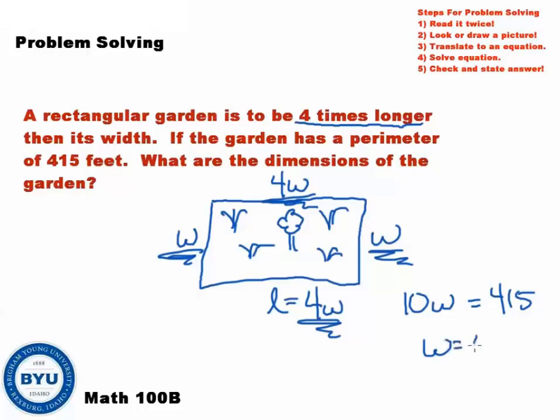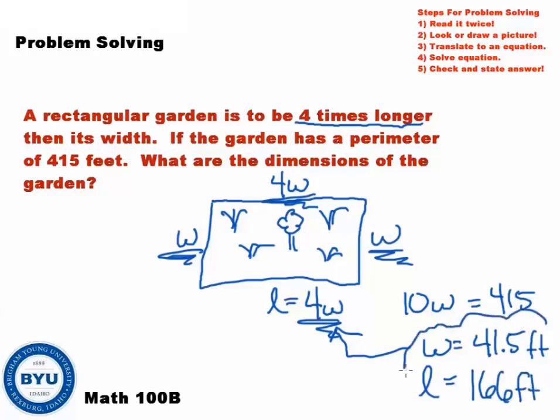When we divide that by 10, we find out that the width is 41.5 feet. That's how wide the garden is. To find the length, we would need to plug that back in to the length equation. In other words, it's just 4 times that. 4 times 41.5. You should have found out that the length was 166 feet. How'd you do?